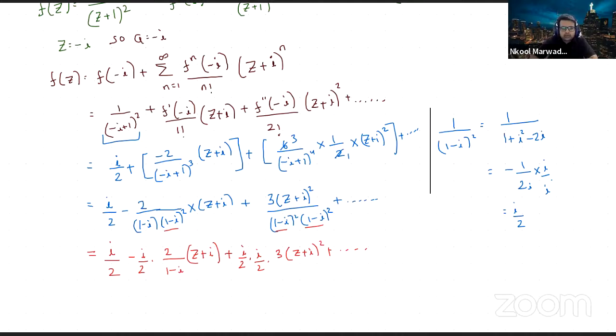Now I can simplify it a bit. What I can do is, i by 2 I can see is present in all the terms, like the first term, second term, third term. I by 2 I can take common.